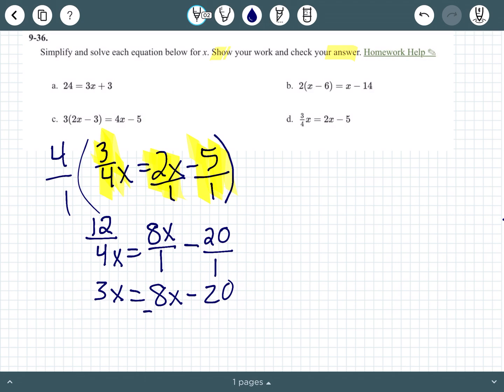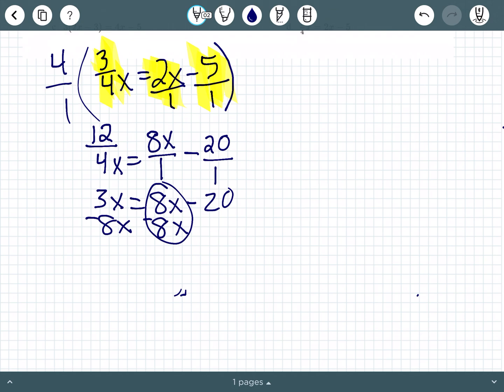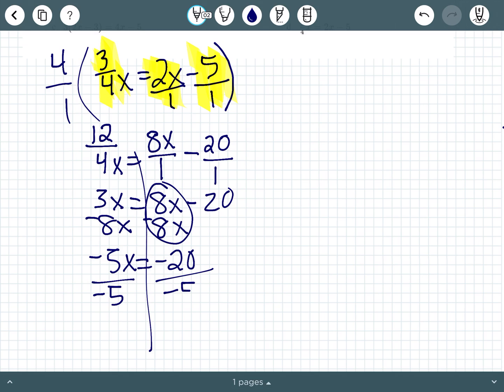Okay, I think what I'm going to do is subtract 8x from each side. I get a 0 pair here. And 3x minus an 8x should give me a negative 5x. And that equals negative 20. So to get that x by itself, I'm going to divide by negative 5. Do that on the other side as well. And a negative 20 divided by a negative 5 is going to give me a positive 4, because a negative divided by a negative is a positive.